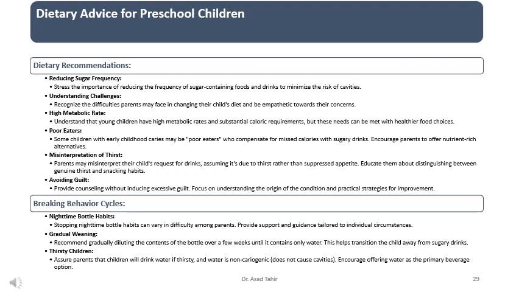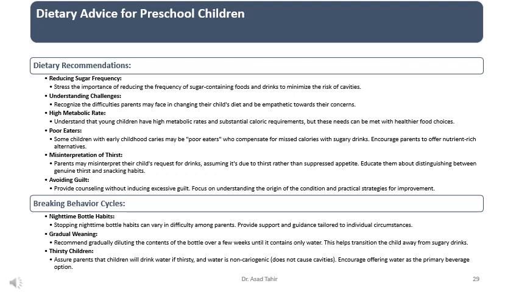Misinterpretation of thirst. Parents may misinterpret their child's request for drinks, assuming it's due to thirst rather than suppressed appetite. Educate them about distinguishing between genuine thirst and habits. Avoiding guilt. Provide counseling without inducing excessive guilt. Focus on understanding the origin of the condition and practical strategies for improvement.